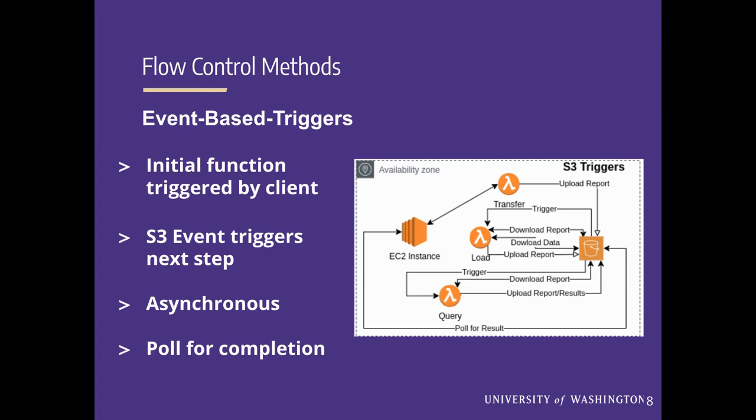Our fourth method is event-based triggers. The event in this case is an S3 upload event, which would trigger the next step in the pipeline. This is another asynchronous method where we'd poll for completion of the pipeline.